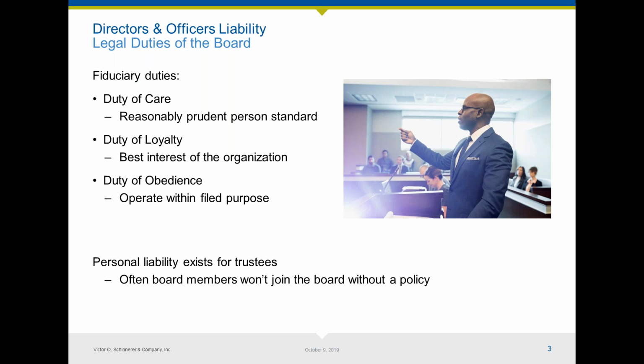It's also referred to as the business judgment rule, and this is the top defense for a board in being able to defend against a claim that's been brought against them for either malfeasance or poor decision making. So the business judgment rule is, what would a reasonably prudent person do in the same circumstances with the same information that they had at the time of the decision?